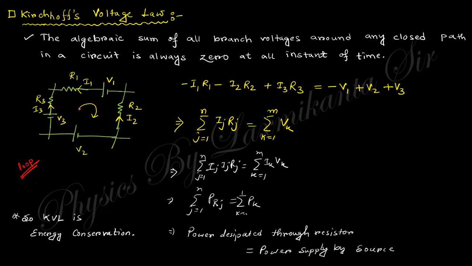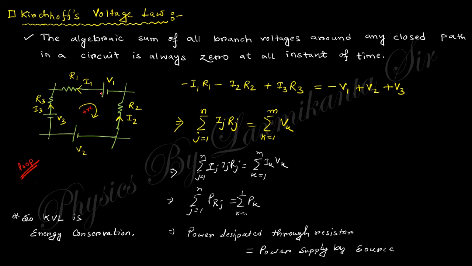You can take the clockwise direction as positive, or the opposite, no problem. Here we take clockwise as positive. So this is anti-clockwise, that's why this is minus I1 R1. This is also opposite, so minus I2 R2, and this is the same, that's why I3 R3 is positive.